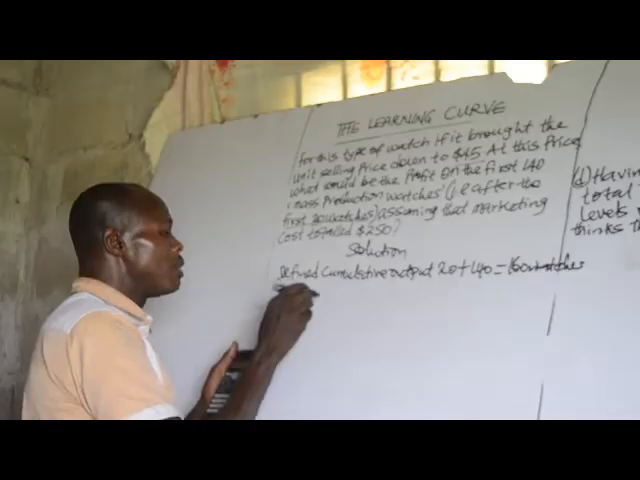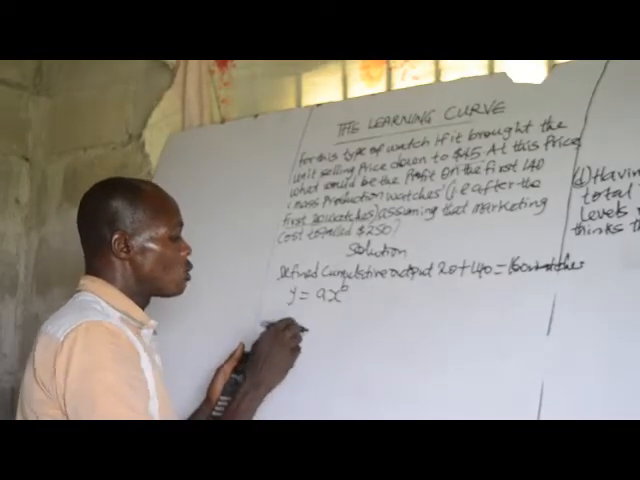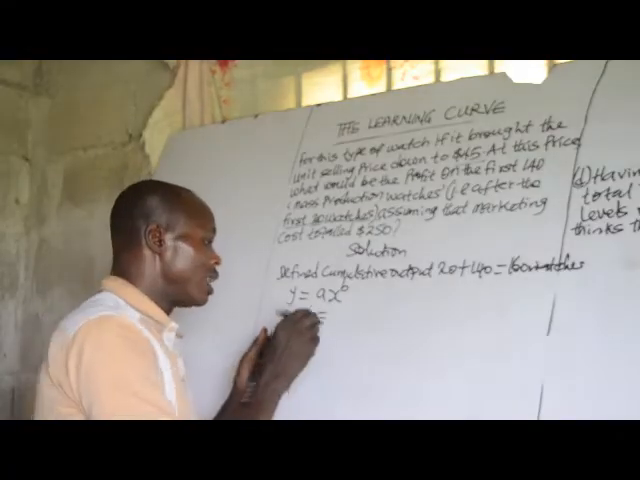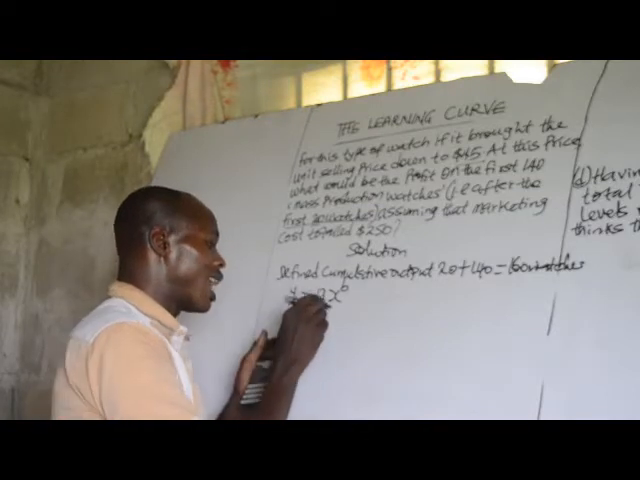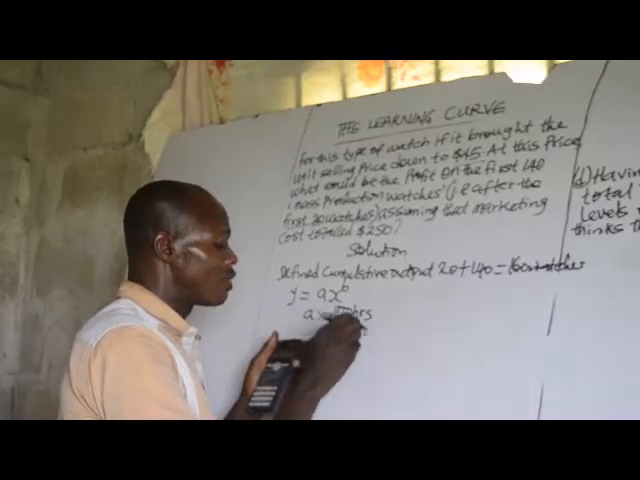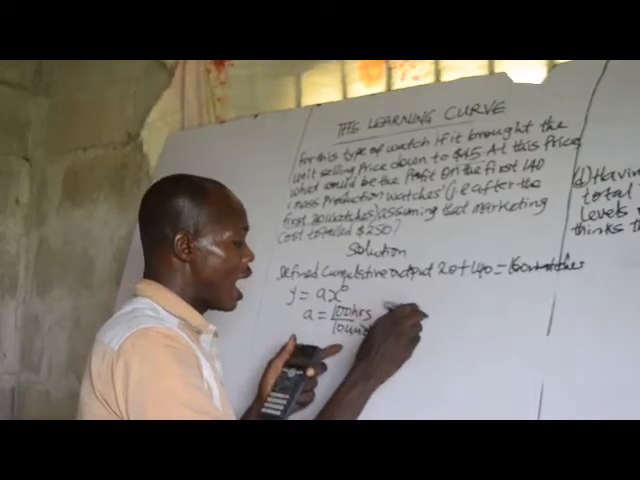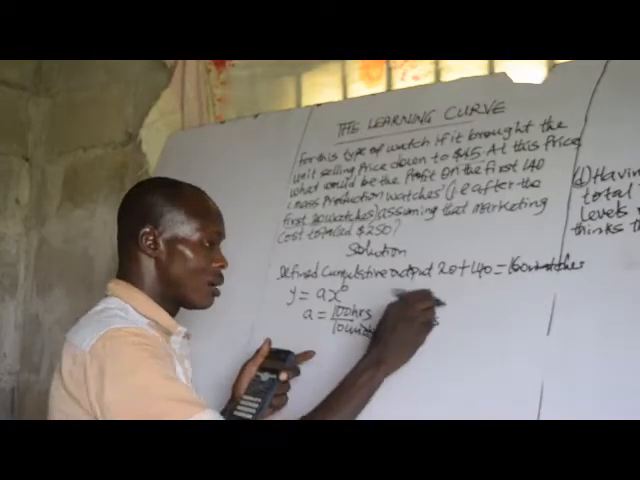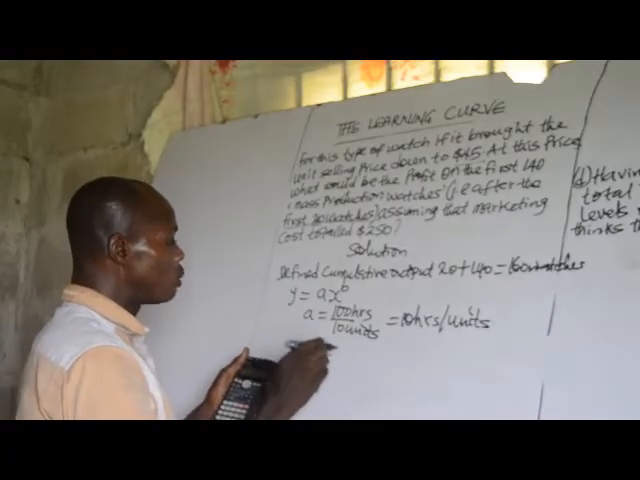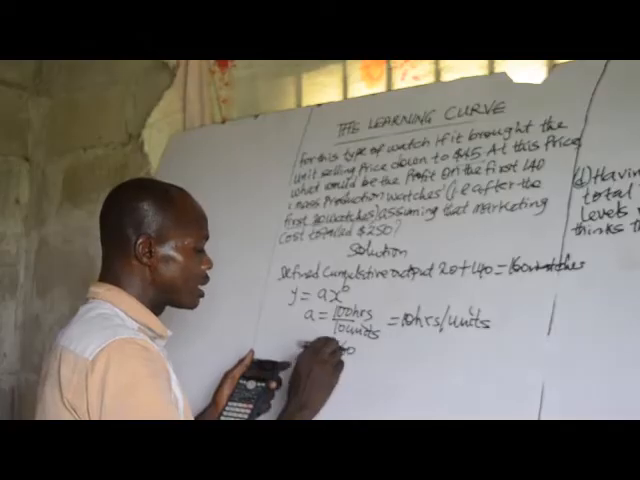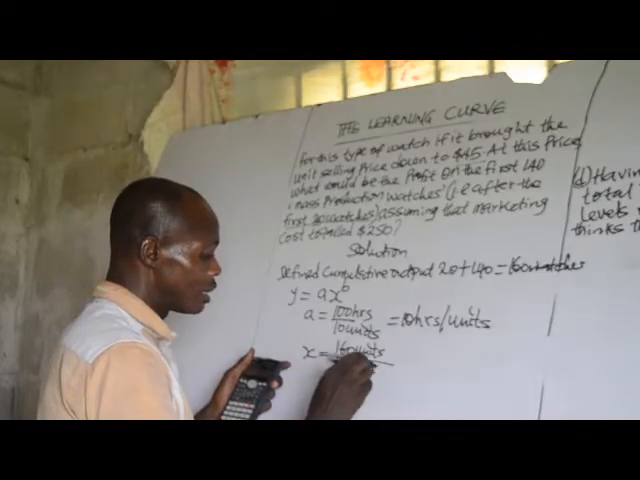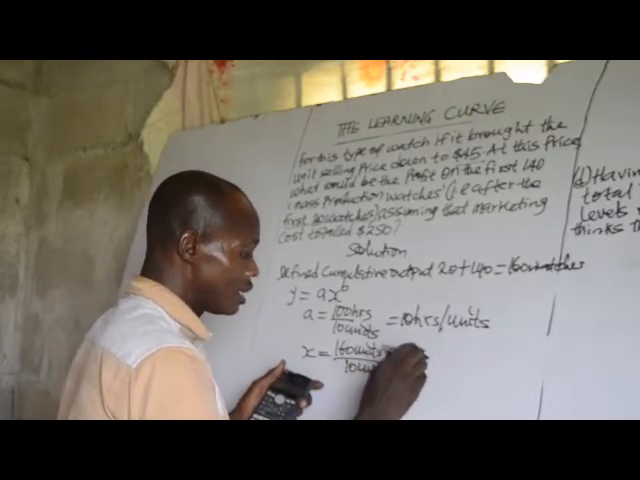Now, our formula remains y equal to ax raised to power b, where a is the average time of producing the unit in the first batch. Remember, the first batch is 10 units, and that requires 10 hours. 10 hours divided by 10 units gives us 10 hours per unit, as determined earlier. x is defined as cumulative output, and our cumulative output still remains 160 units over the number of units in the first batch, which is still 10 units, and that gives us 16 units.